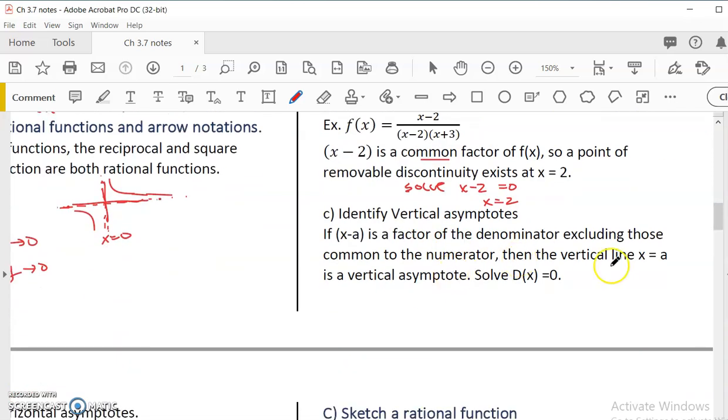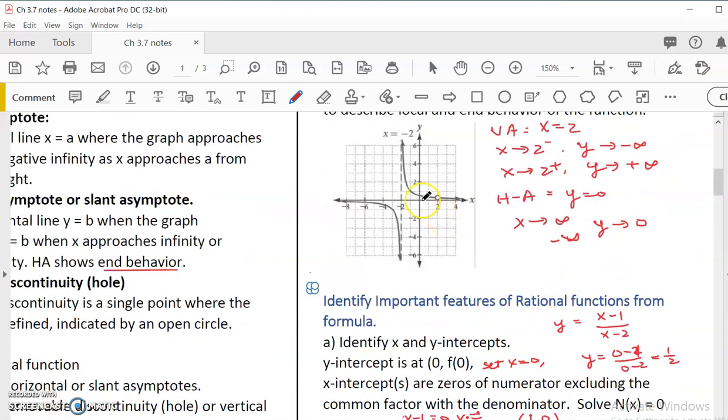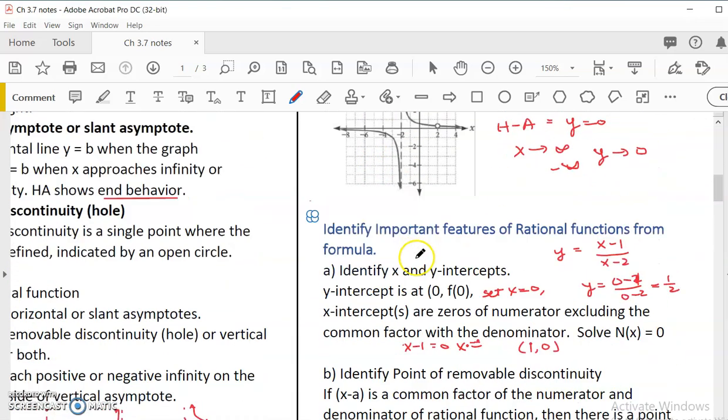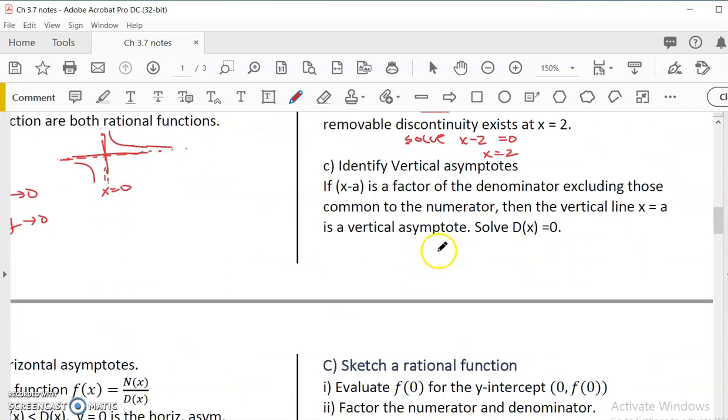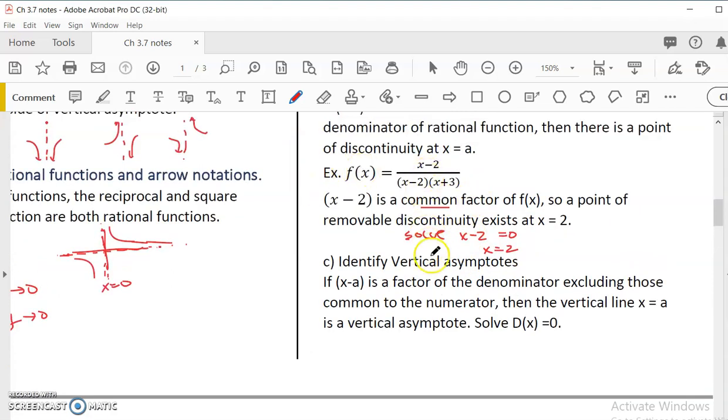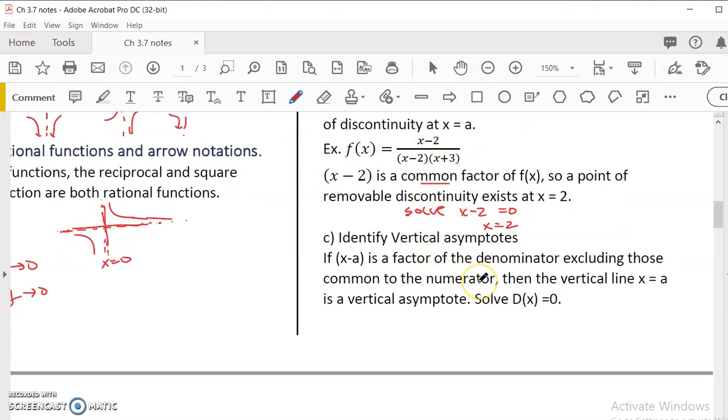What about if I look at the formula, can I identify the vertical asymptote? If I look at the graph, it's very easy to see there is a break, right? Usually identified by a dotted line. But if I look at a function like the one that we have, where is the vertical asymptote? So the vertical asymptote is a factor of the denominator.